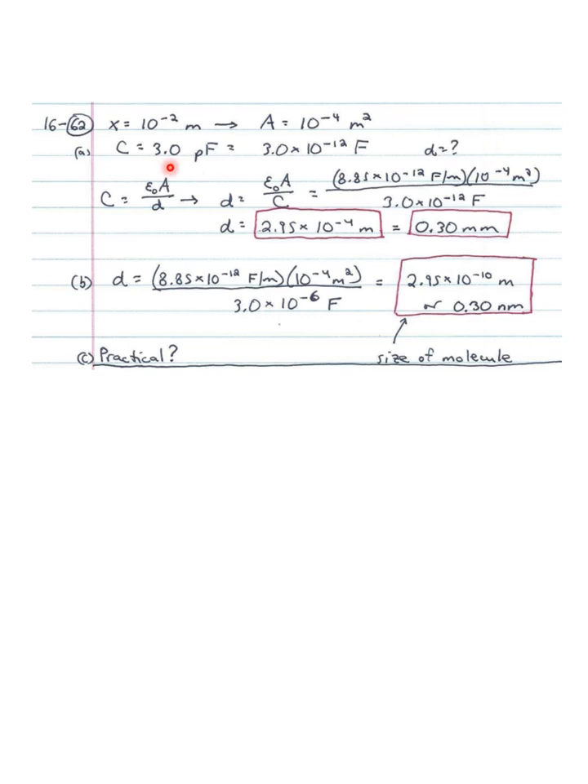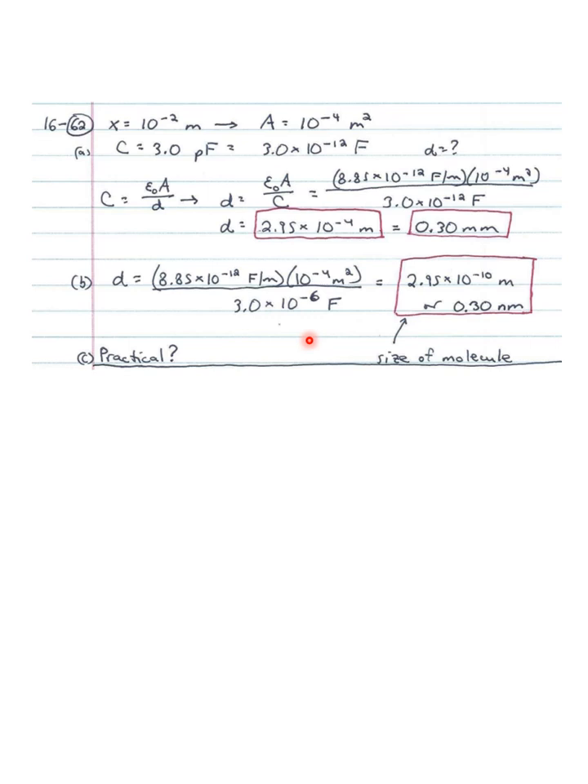What is the distance? We'll use the capacitance equation. We're assuming no dielectric in the middle. So capacitance equals epsilon naught times area divided by d. Solving for d, d is epsilon naught area over capacitance. Epsilon naught is 8.85 times 10 to the negative 12 times the area divided by capacitance. We get a distance of 0.3 millimeters. For part B, we do the same, but in the denominator is 3 microfarads, 3 times 10 to the negative 6 farads, so we get 0.30 nanometers.